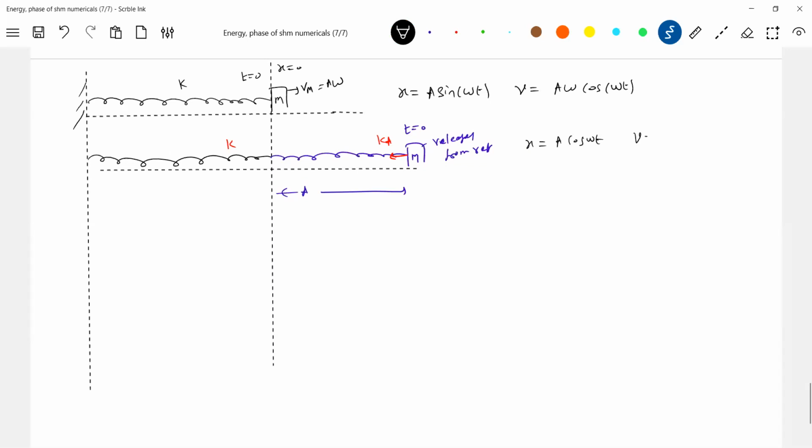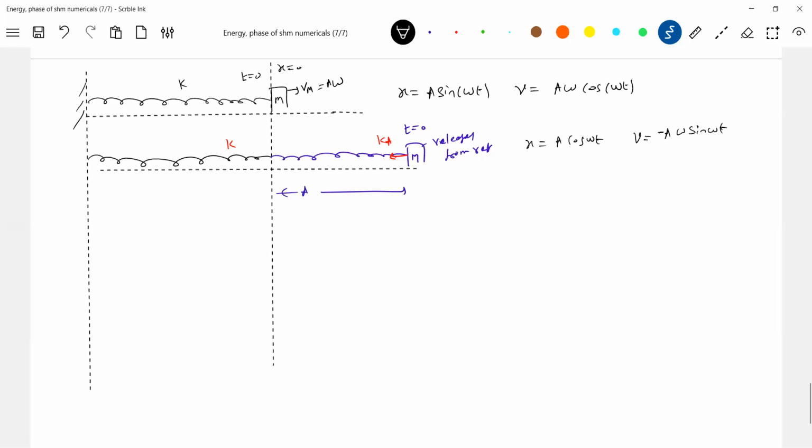I'll differentiate it. v is equal to dx by dt. So, minus a omega sine omega t. At t equals 0, what should be the speed of the particle? Should be 0, because it leaves from rest. So this will be a little bit of writing equations. So what I suggest is to directly take the help of a circle.